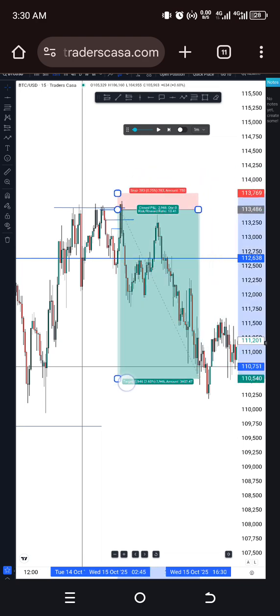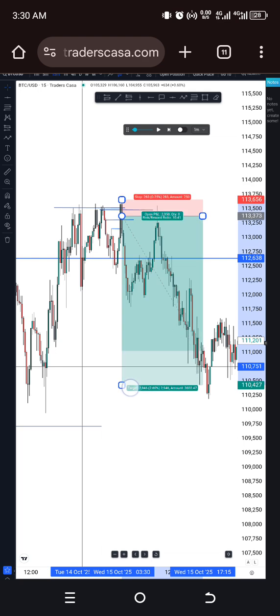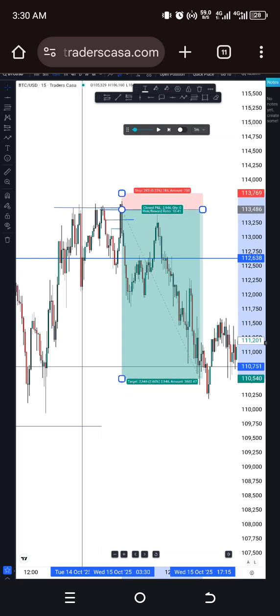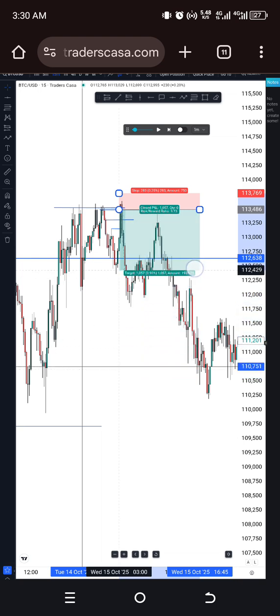So you move to break even when price is at 1:3. Let me show you. So price here is at 1:3. Now we move to break even, right? And we also withdraw partials from this particular 1:3. Remember, withdraw partials at 1:3 and also move to break even.